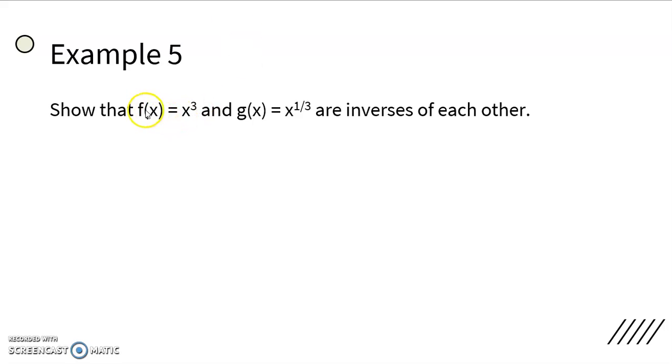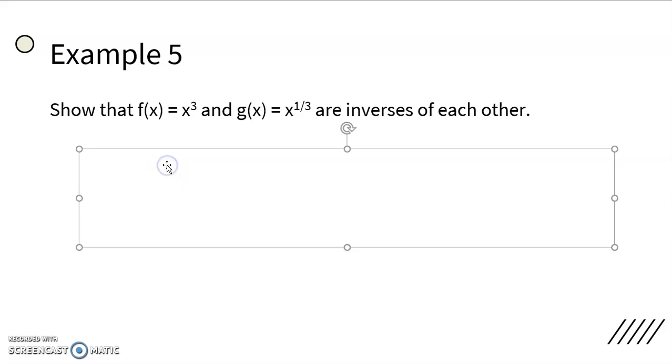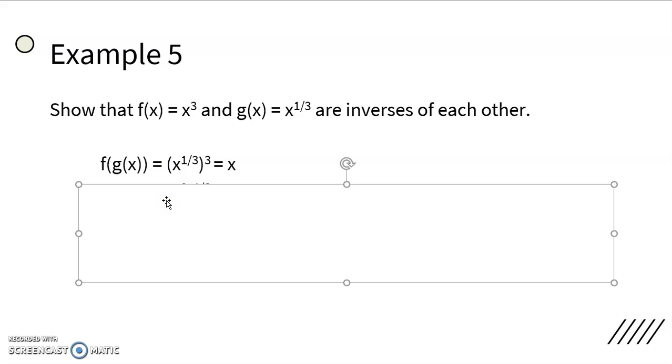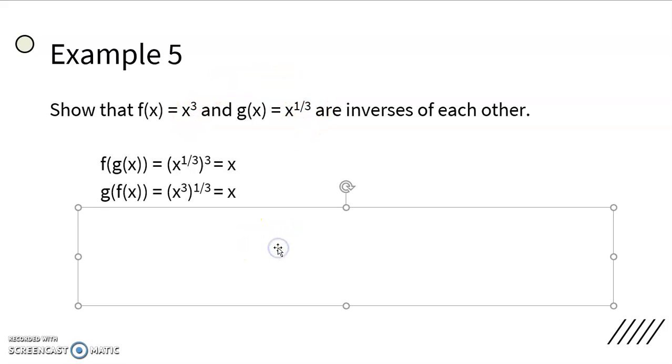So what we're going to do is we're going to do f of g. So I'm going to take the g function and put it into the f function. And that looks like this. Okay, so f of g, you get x to the 1/3 cubed. And you multiply those exponents and it comes out to x to the first power. Now we're going to do g of f. I'm going to take the f function and put it into the g function. And I get this. So x cubed to the 1/3 power, you multiply the exponents and you get x.